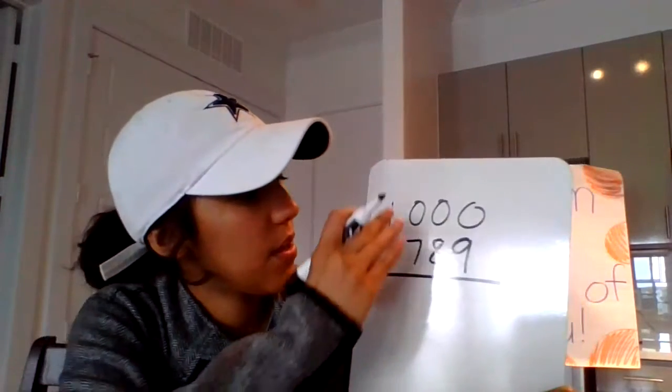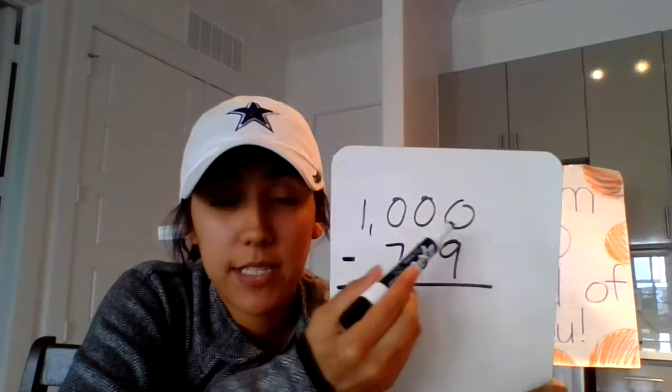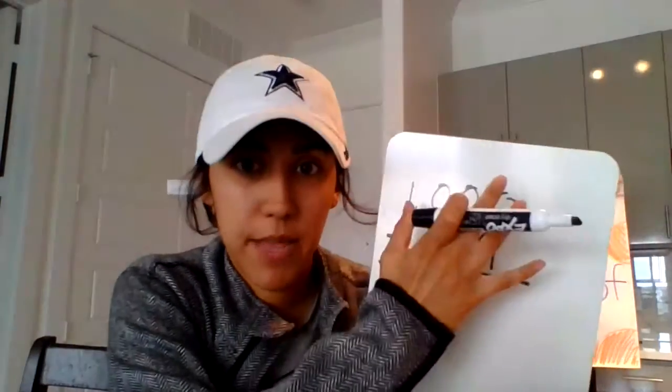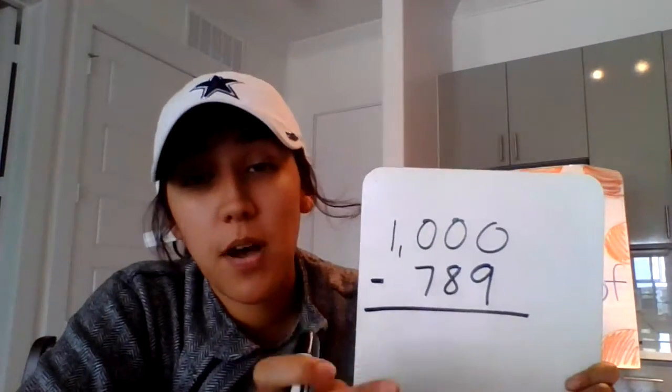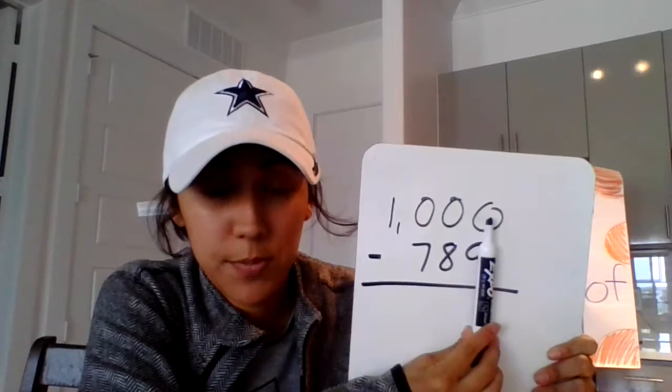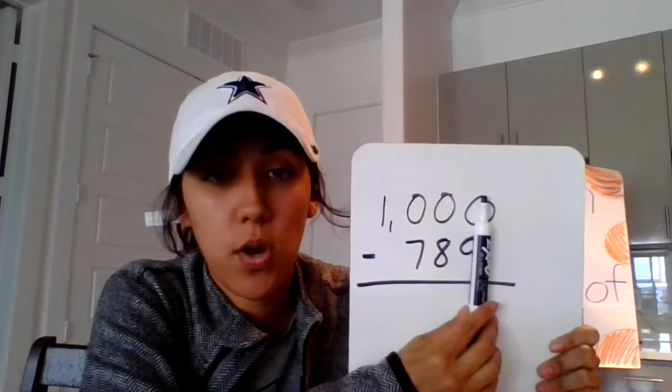1,000 minus 789. And so this is going to involve us subtracting across zeros. So if you've been having trouble with that, then pay attention, and you can always pause and rewind if you need to. So we always start off in the lowest place value. In this case, it's the ones place.